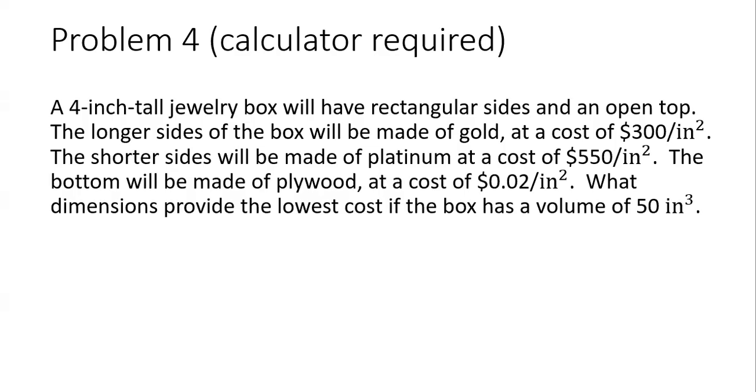Okay, so what are we trying to maximize or minimize? Lowest cost. We're trying to minimize costs. We need an equation or a function for the cost of this box. And you can probably guess right now that our secondary equation, or constraint, to get it down to an equation of one variable will have to do with this volume of 50 inches cubed. All these have to do with the cost, and then this is probably the secondary equation.